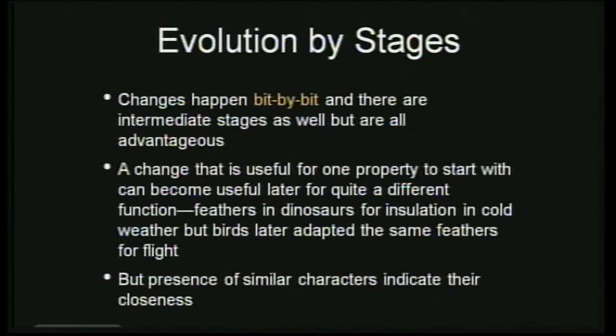It is not necessary that a change that happened at one point will serve the same purpose over time. For example, as you can see there, feathers in dinosaurs were present initially, but that was not for flying. That was for insulation in cold weather. But over thousands and thousands of years, birds eventually evolved, and birds actually use these feathers for flying, whereas dinosaurs used these feathers to keep themselves warm.